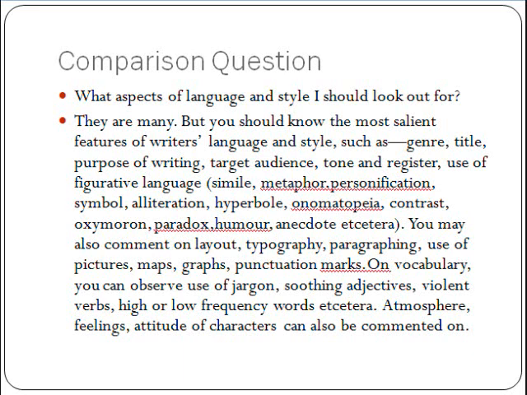You may also comment on layout, typography, paragraphing, use of pictures, maps, graphs, punctuation marks. On vocabulary, you can observe use of jargon, soothing adjectives, violent verbs, high or low frequency words, etc. Atmosphere, feelings, attitude of characters can also be commented on.